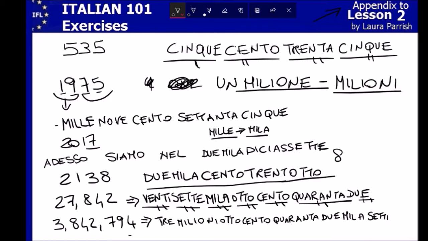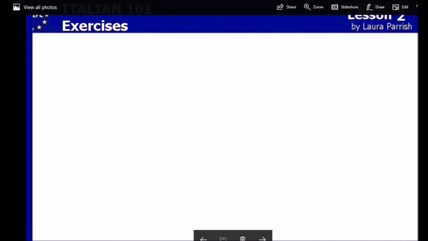Then 7, 100, I've got to go here, 94. Okay? So, 3,842,794. And this is all.